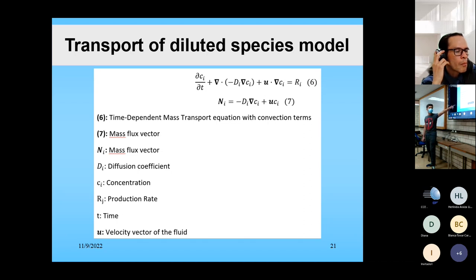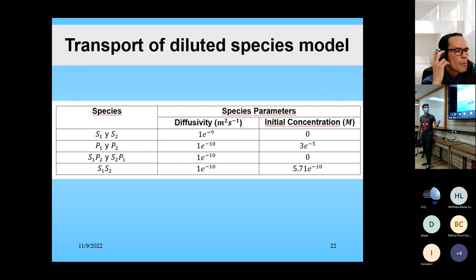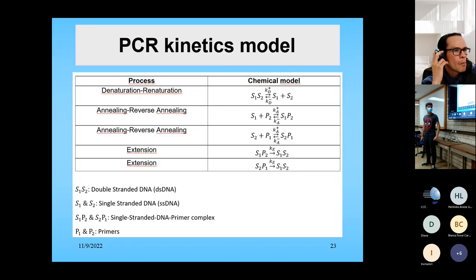These are the diffusion coefficients, C, the concentrations, R, the production rate of the different species, T, the time, and U, the velocity vector of the fluid. Here, we can see a table where the different species parameters are fixed: the diffusivity terms and the initial concentration.